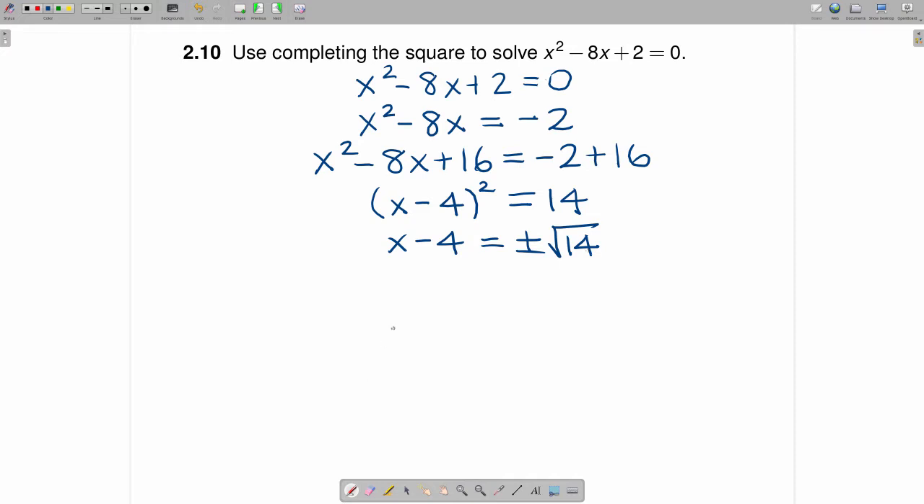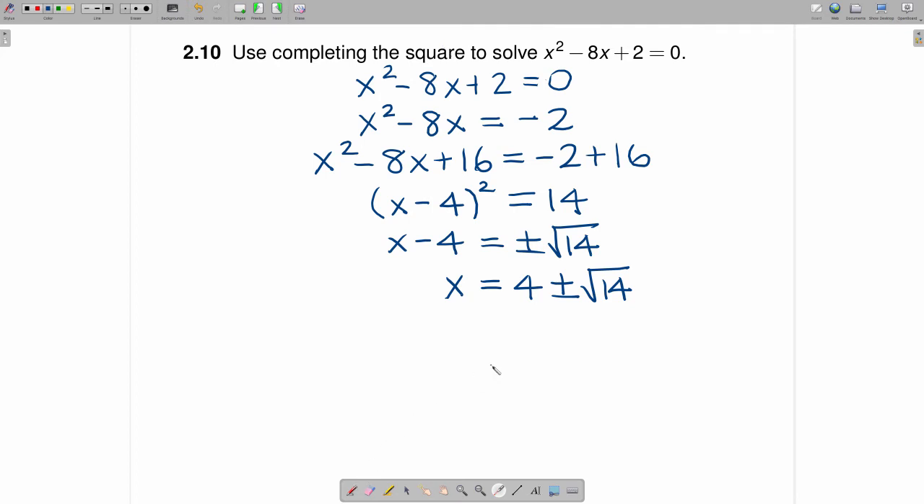The last step in solving this equation is to add 4 to both sides of this equation. When you add 4 to the left-hand side of the equation, you get just x. When you add 4 to the right-hand side of the equation, you get 4 plus or minus the square root of 14. And that right there is the solution. Those are the two solutions to this particular quadratic equation. I can tell from this particular solution that this could not have been factored. It has to either be solved by completing the square or the quadratic formula.